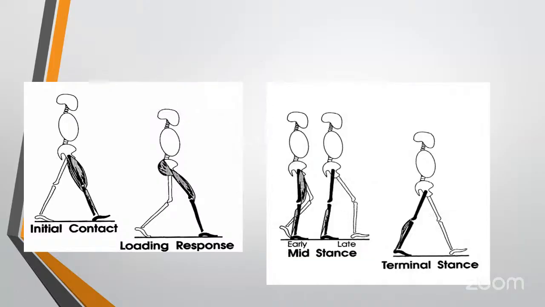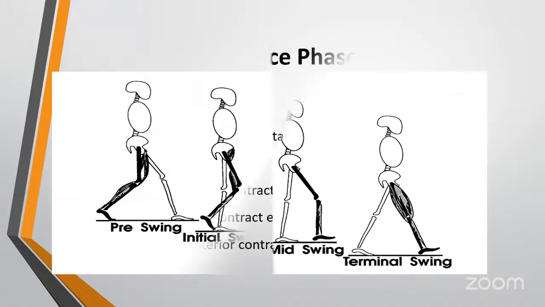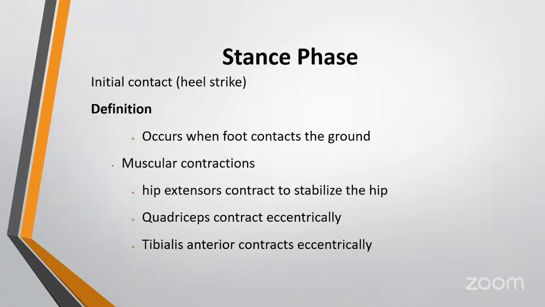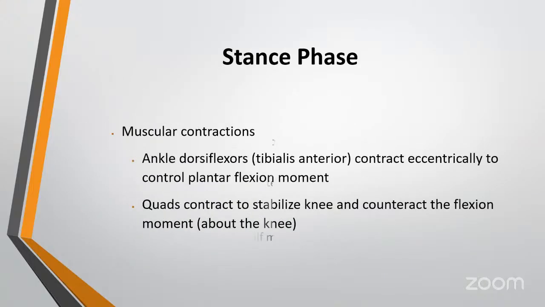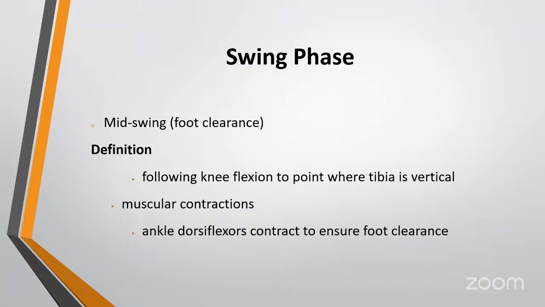So we have the initial contact, the loading response, the early and late mid stance, the terminal stance, and the pre-swing. Then we have initial swing, mid swing, and terminal swing, which are the phases of the swing phase. So I won't be able to go through all of this to discuss it.